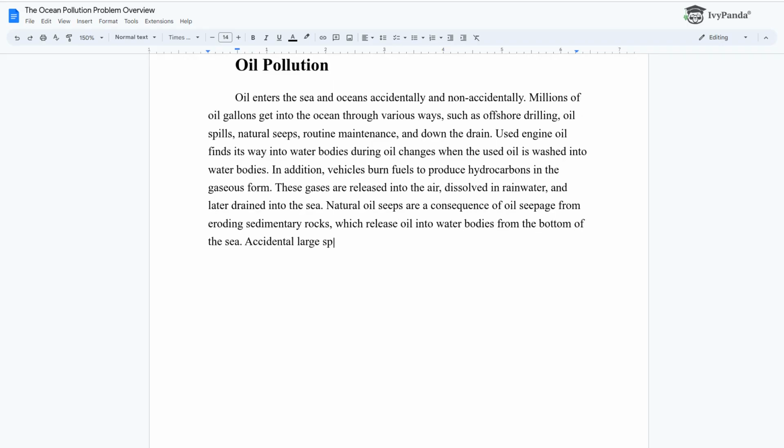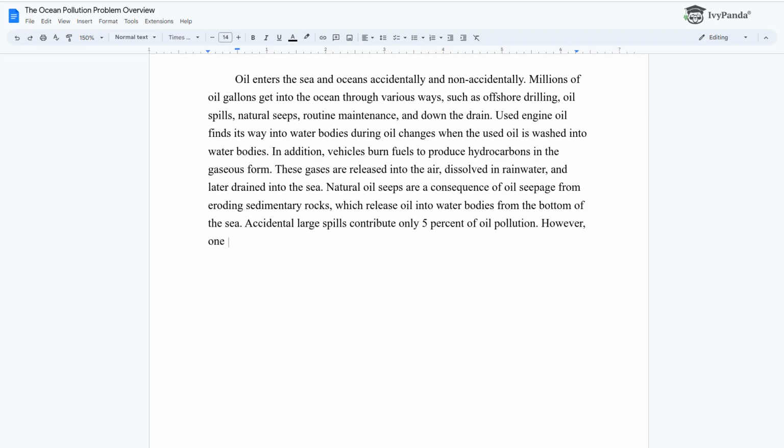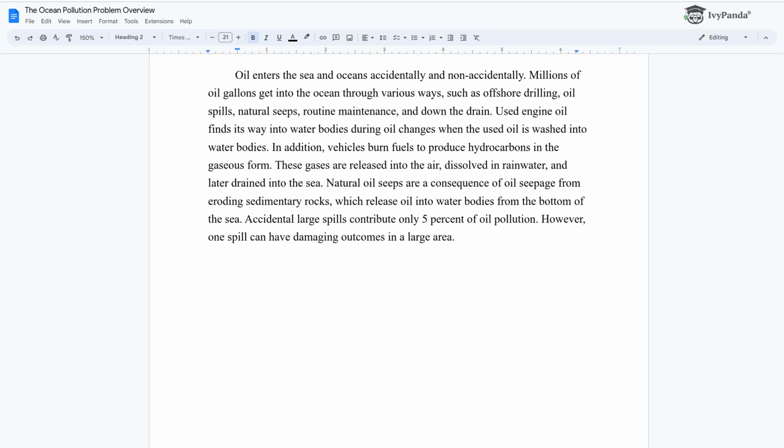Accidental large spills contribute only 5% of oil pollution. However, one spill can have damaging outcomes in a large area.